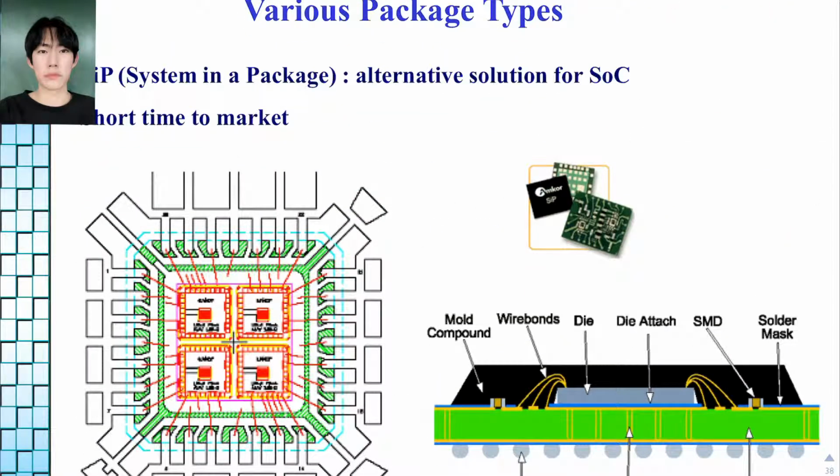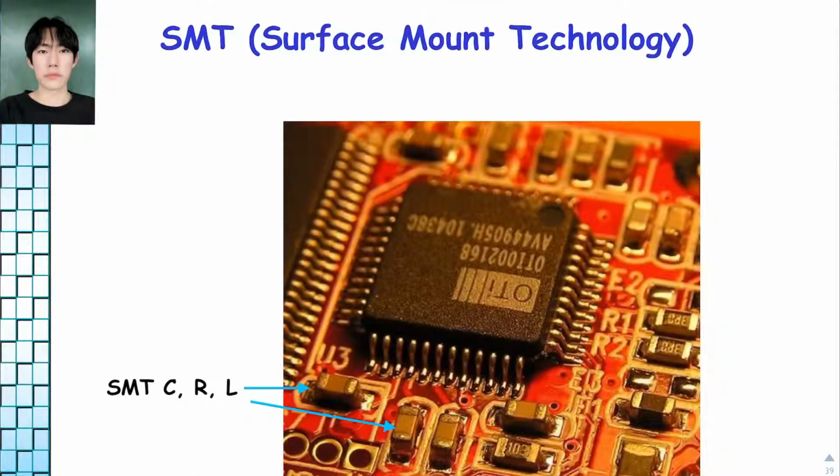SIP type is multiple chips being stacked or arranged in a single package. Finally, it can work as an independent system. It is high technology and very small, so it is good for marketing. Next is SMT type. SMT type is technology that can solder the front side. No backside, front surface. This is more developed than through hole mount.